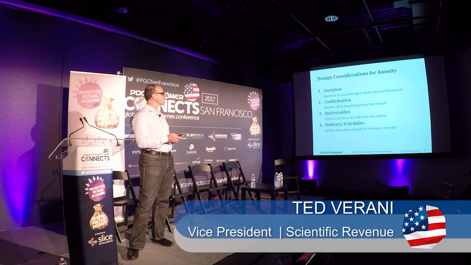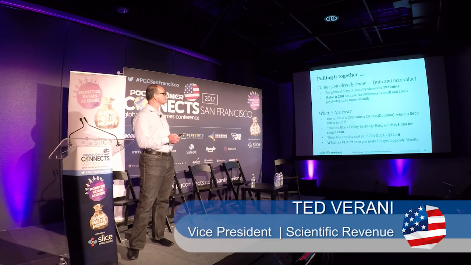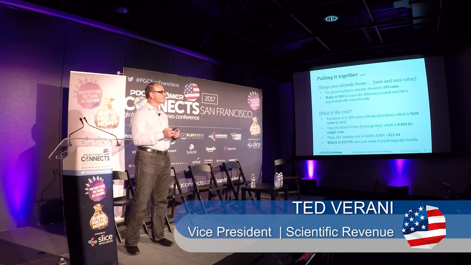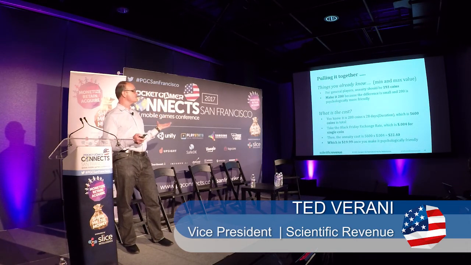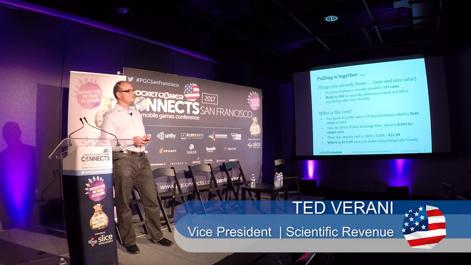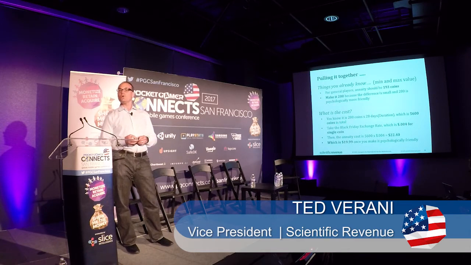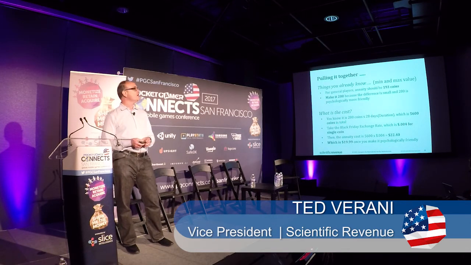So I can run through a quick example for you. A very quick example, pulling it all together, is, as I mentioned, things you already know in your game, minimum and maximum value. So you were able to determine very quickly that 193 coins is the right amount I'd like to give. We always want to make things look psychologically friendly. 193 is a weird amount to give, so we call it 200.